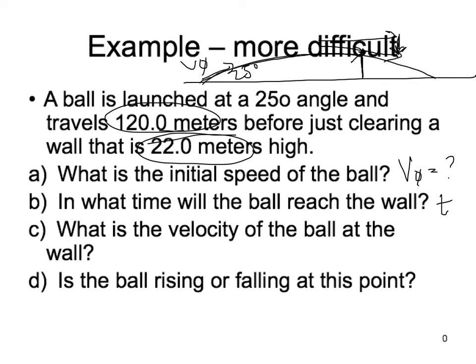Okay, so I'm going to go to the next page and start solving it, but I know that my x is 120. I know my y is 22, and that is pretty much all I know. I mean, I have an angle of 25 degrees, but I can't say anything about v sub y because it's not 0, it's not the highest point, so I don't know. But I'm going to start with the x and the y, and I'm going to go ahead and start solving it.